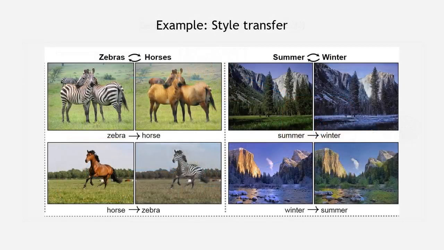In the past 5 years, GANs have found success in a large number of applications. Here's an interesting example where a GAN was used to perform style transfer between images. For example, on the left, the zebra pattern was transferred to the horse and vice versa.